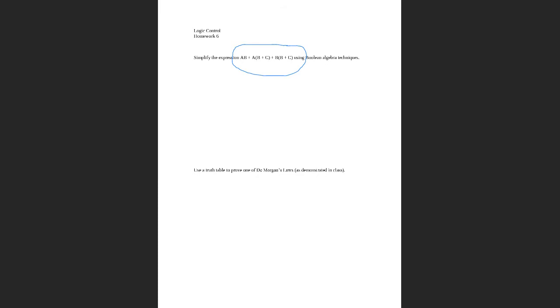And at the bottom of homework 6, I've actually done this problem in class in one of the videos when we talked about truth tables. Basically what they want you to do is take one of De Morgan's laws, the one where we say break the line, change the sign. Take either one, put it in the truth table, and prove that the left side and the right side are logically equivalent to each other.